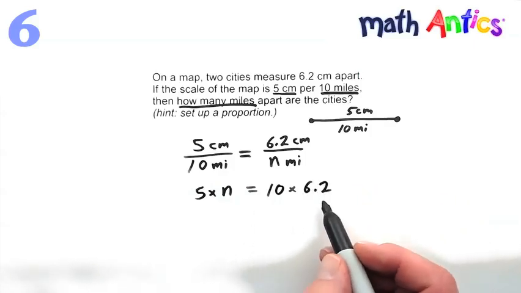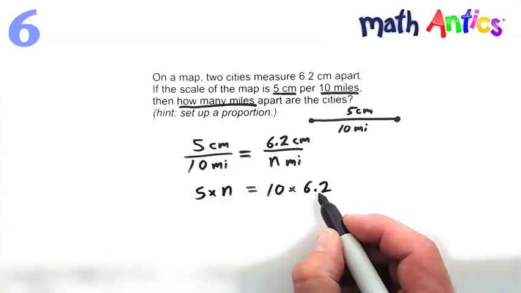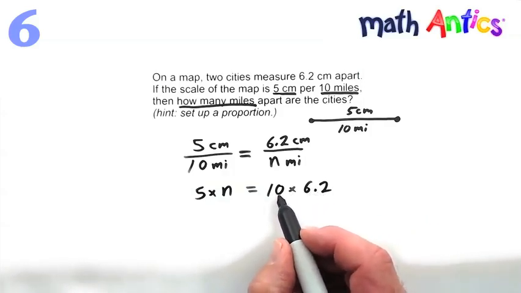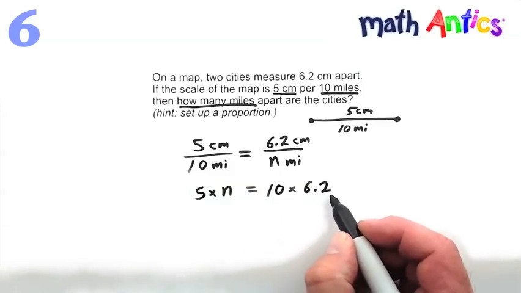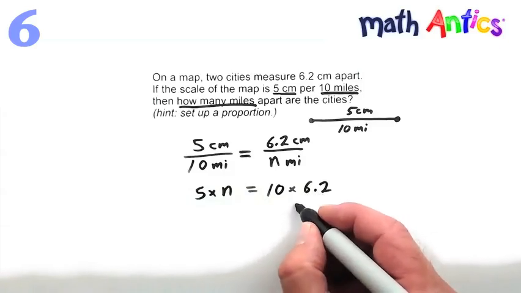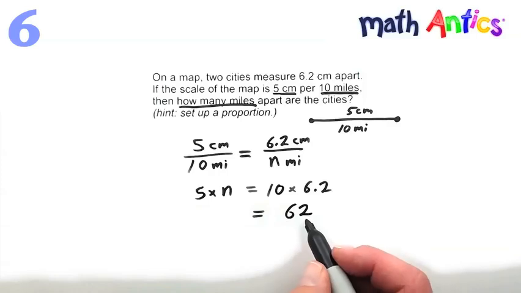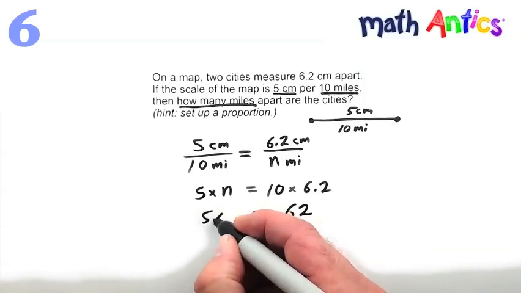Okay, we'll simplify this side since it's two numbers, 10 times 6.2. Now, even though that's a decimal here, this is pretty easy to multiply by 10 because we just shift the decimal point over 1 when we do that. 10 times 6.2 is going to be 62. You can check that on your calculator if you need to. And then that's going to equal 5 times n.